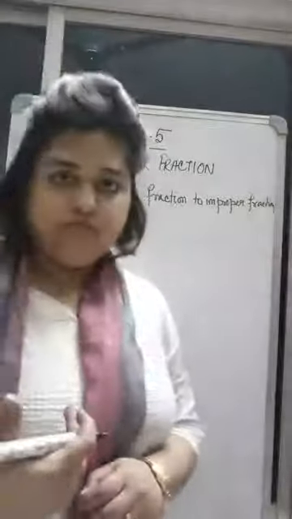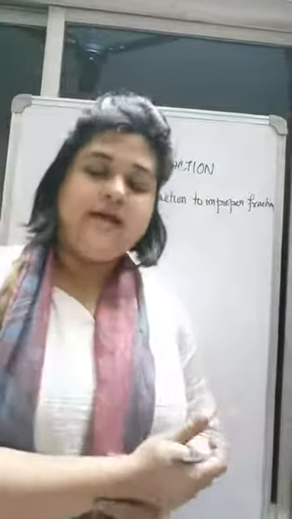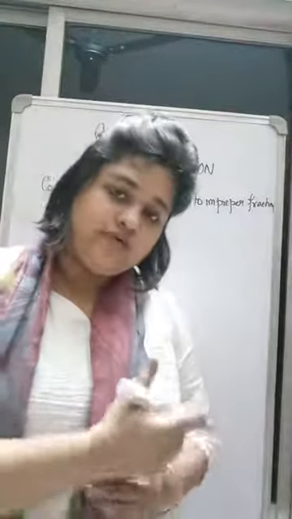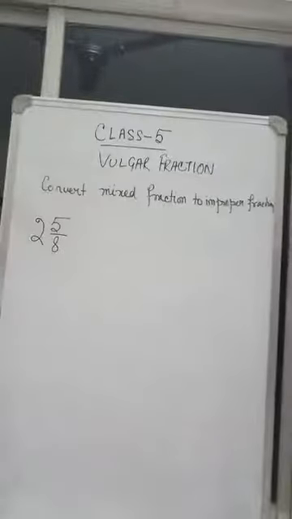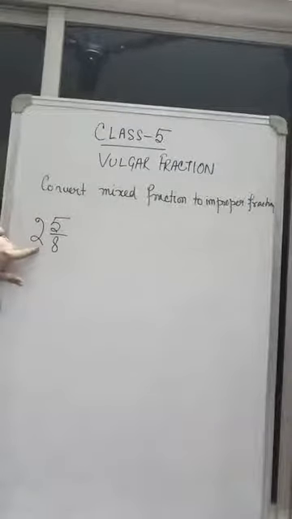Now, just as we converted from improper to mixed fraction, in the same way we can convert a mixed fraction into an improper fraction. So how will you do that? Suppose this is the mixed fraction, 2 5 by 8 is the mixed fraction. Why is it a mixed fraction? Because it contains a whole number and a fractional number together.